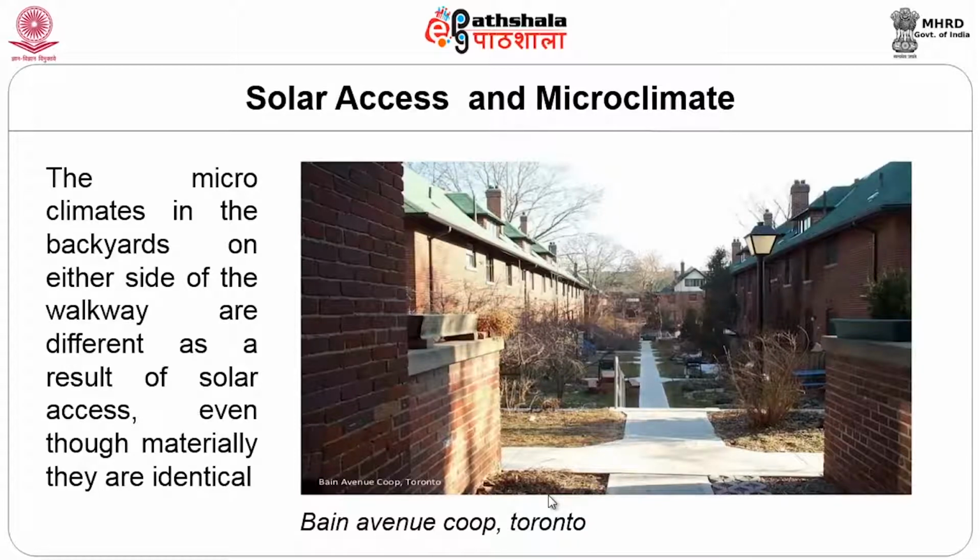The microclimates in the backyards on either side of the walkway are different as a result of solar axis, even though materially they are identical. You can see here, because the sun angle is coming here and this building comes into the shadow, this place gets more heat than this side. This is the Bain Avenue Co-op in Toronto. So even though the materials for the roofing, walling, everything is identical, still the microclimate is different because of the sun angle.